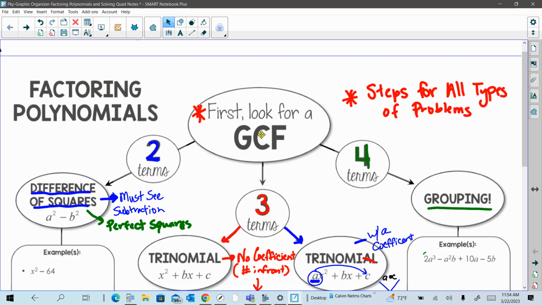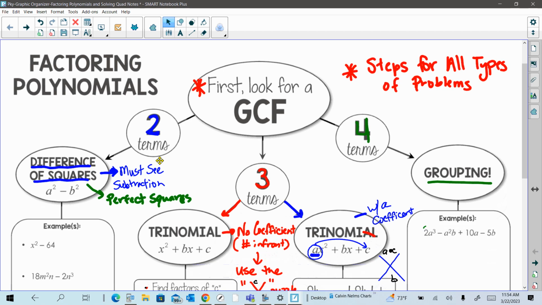So we always look for a GCF first. And so let's say we had 2 terms. 2 terms means they will be separated by a plus or a minus. So if we only see 2 items separated by a plus or minus, then we're going to check to see if we have difference of squares. Now, if we have a difference of squares, we must see subtraction.